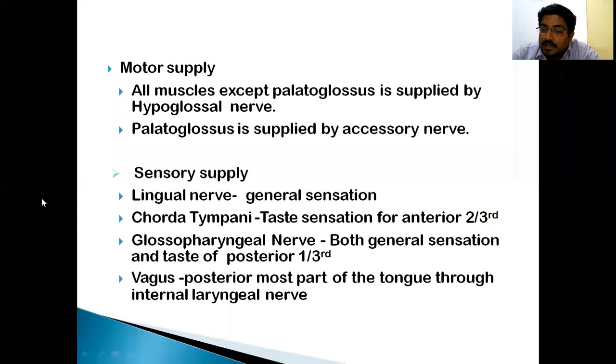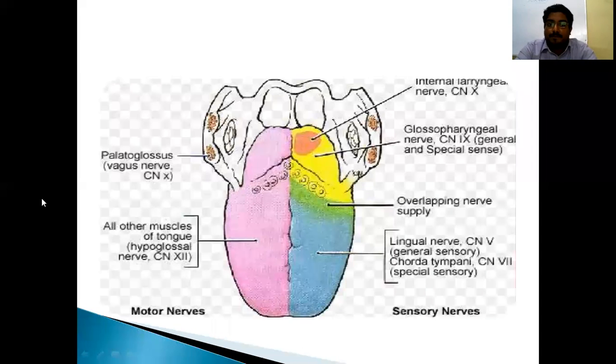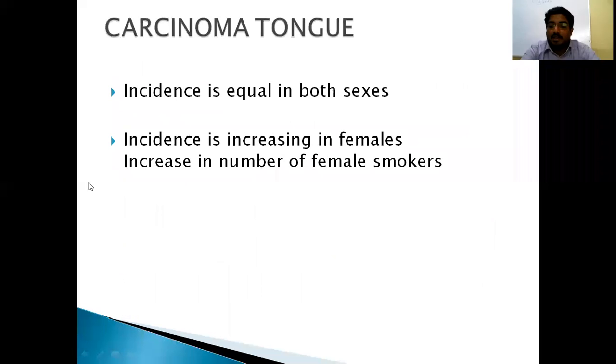Sensory: the lingual nerve for general sensation and chorda tympani for taste sensation of the anterior two-thirds, and the glossopharyngeal nerve for both general sensation and taste of the posterior one-third. The vagus supplies the posterior-most part of the tongue through the internal laryngeal nerve. See, on the right side it shows that palatoglossus is supplied by the accessory nerve, and the other muscles by the hypoglossal nerve, the motor nerves, and the sensory. That is the anatomy over.